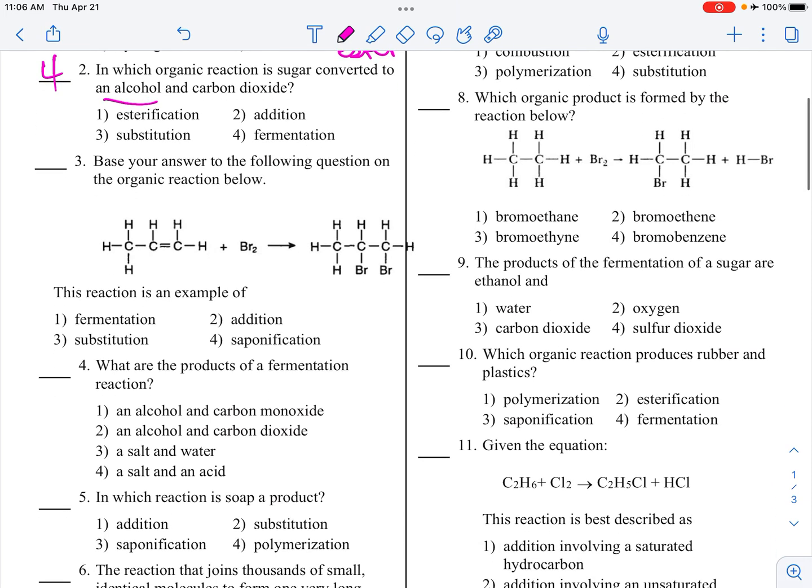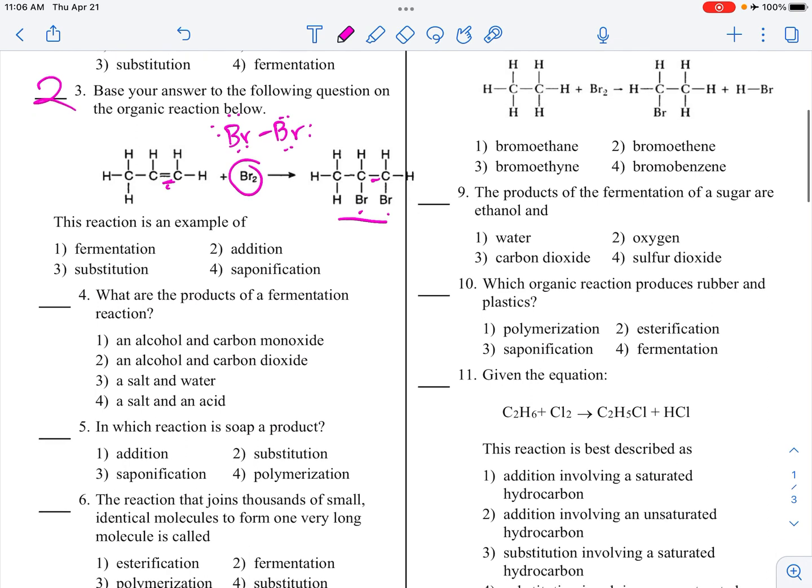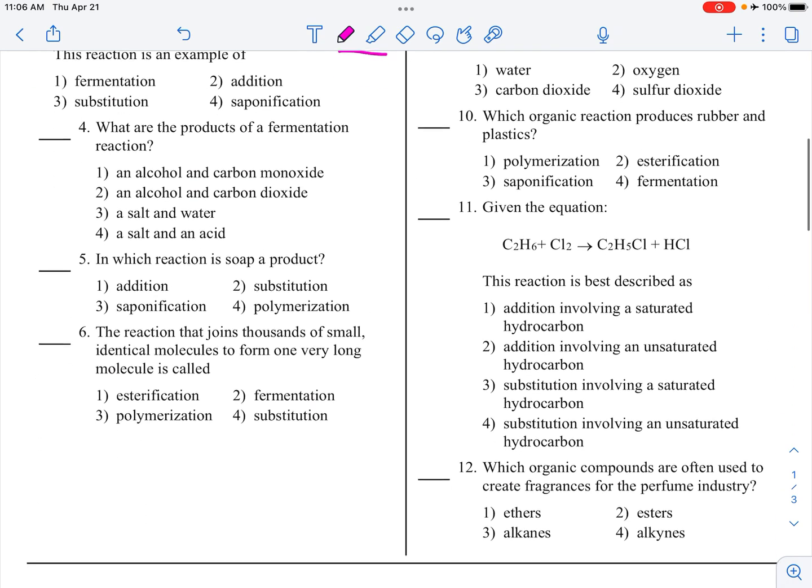Base your answer to the following question on the organic reaction below. So what's going on? It looks like we've just got an alkene, because we've got a double bond adding a bromine. And bromine looks like this, diatomic. If you look here, we've broken the double bond and opened up spots for the bromine. So that's called an addition reaction. We're adding additional spots for the bromine to come in.